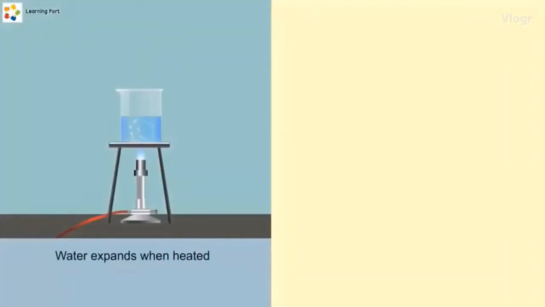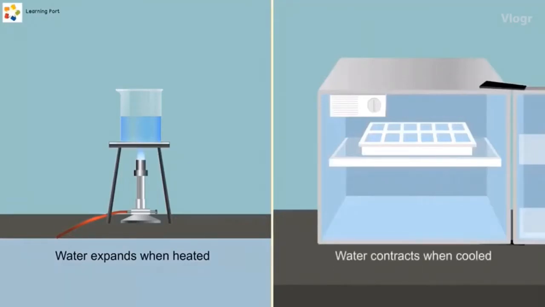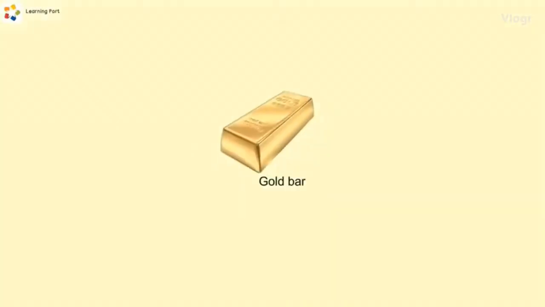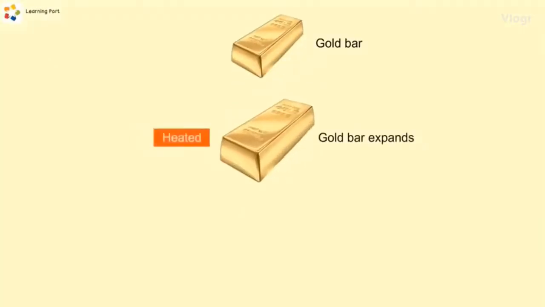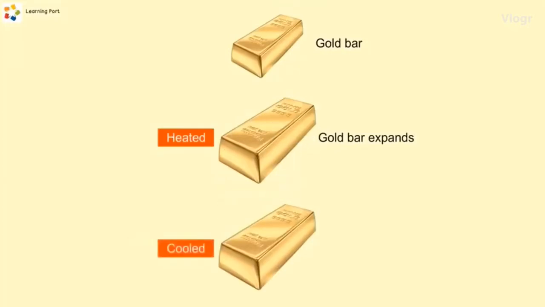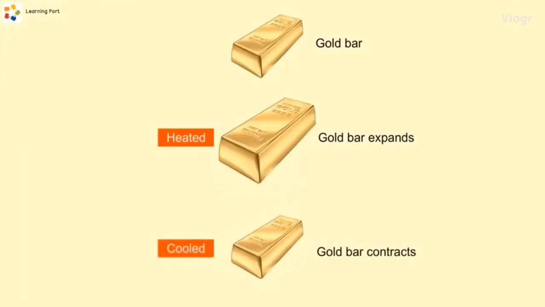Water, when left in a hot environment, expands and the volume increases. But when water is placed in a cold environment, it contracts and the volume decreases. A gold bar becomes bigger when it is heated. When it cools, it becomes smaller again.